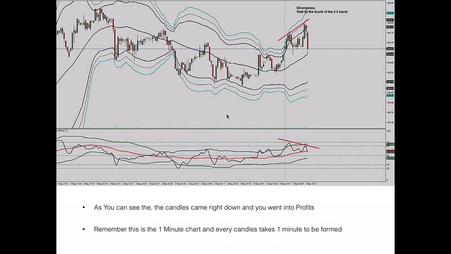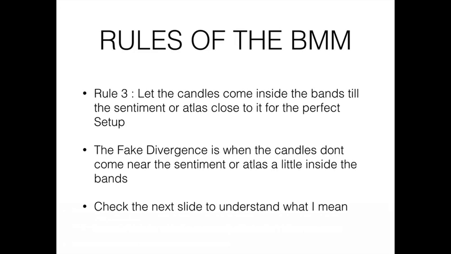Remember, this is the 1 minute chart, and every candle takes 1 minute to form. The candles are going to make you so much money if you respect them. Okay. Rules of the BMM method, I mean the binary millionaire method. Rule number 3: let the candle come inside the band till the sentiment line, or at least close to it, for the perfect setup. I mean, there are a lot of fake divergences, and that is something which is going to make you a lot of losses. So you have to stay away from the fake divergences, and I will show you what I mean by that.